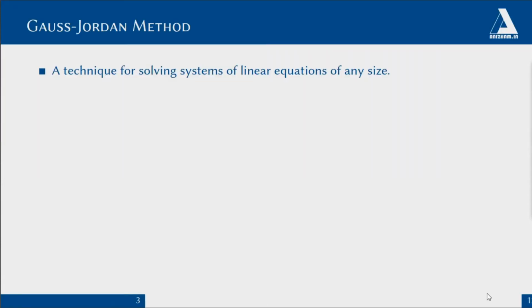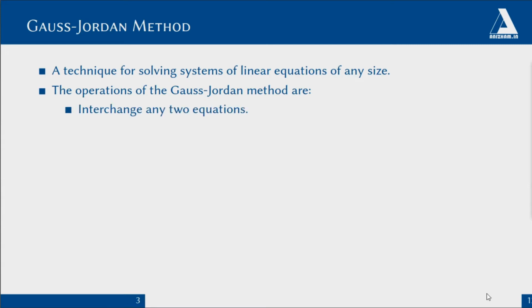The Gauss-Jordan method is actually a technique for solving a system of linear equations, and the system can be of any size. The size of a system of linear equations is determined by the number of equations in that particular system. So using the Gauss-Jordan method, we can solve a system of linear equations of any size. Now the Gauss-Jordan method goes through some basic operations. The basic operations are: interchange any two equations, that is, we may interchange the first equation with the second equation, or the second equation with the third equation, and so on. That is one possible operation.